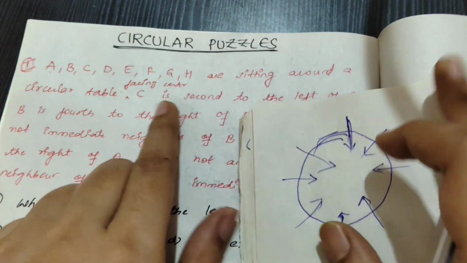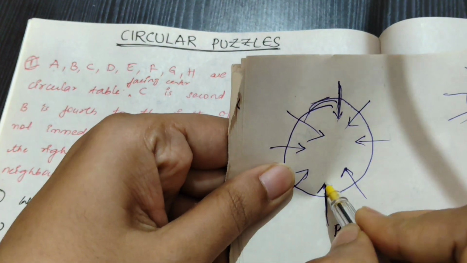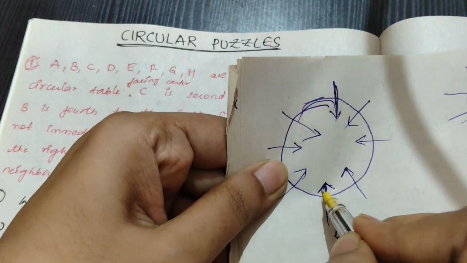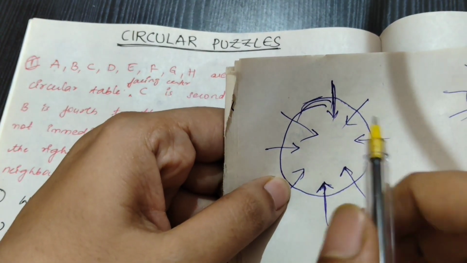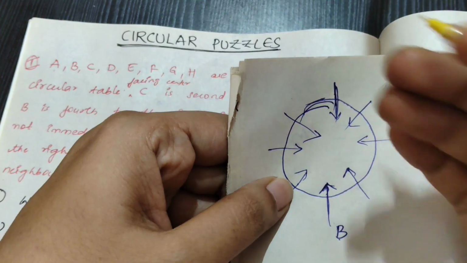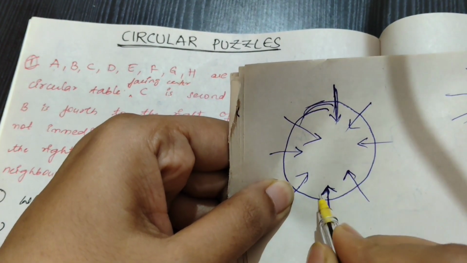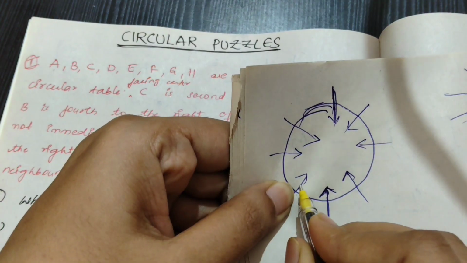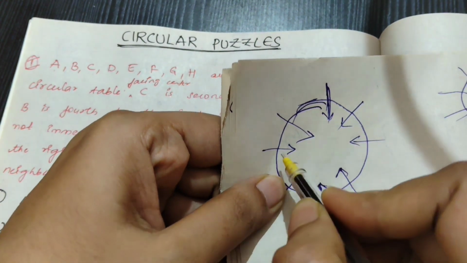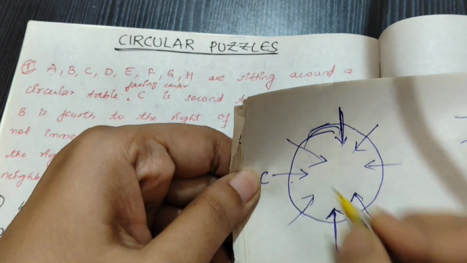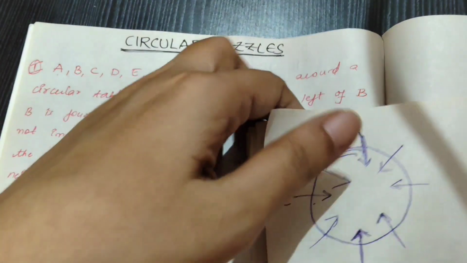Now take the clue. C is second to the left of B. Okay, second to the left means this is immediate left or first left. Try to, these terminologies are important when you are at initial stages. This is called immediate left, immediate right. In the question they have given second to the left of B, so first left, second left. So C is the second to the left of B.